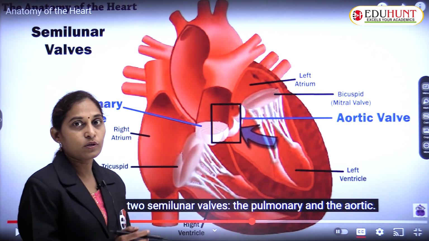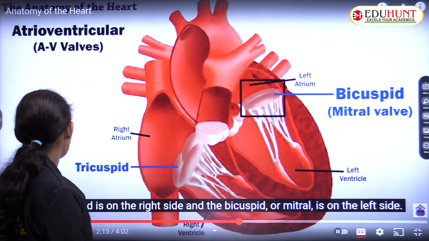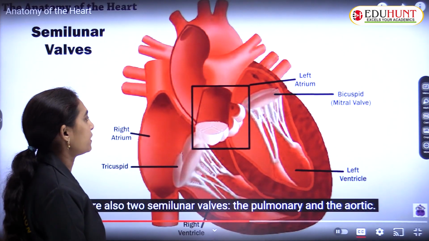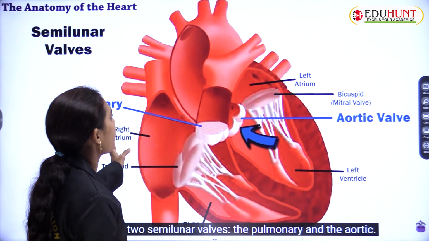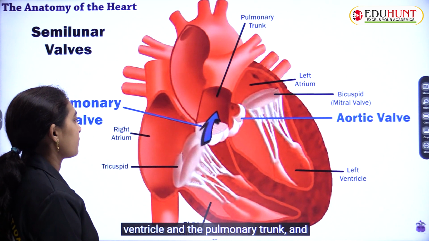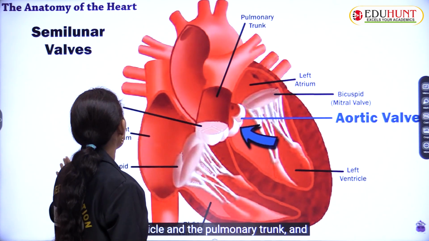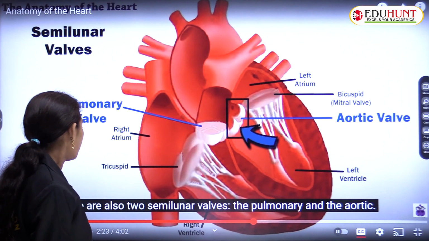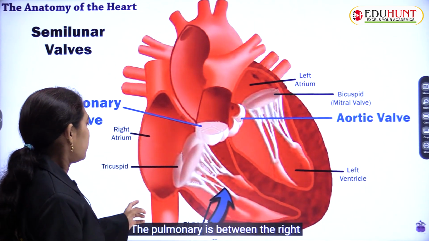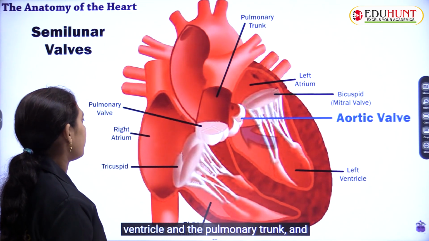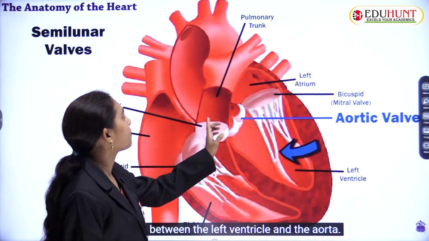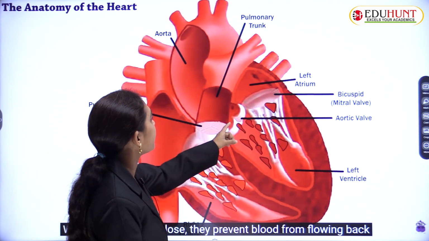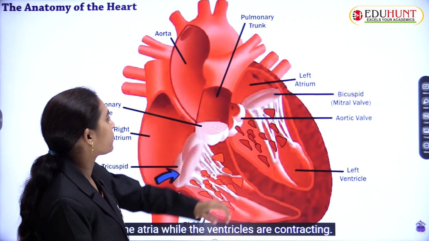In addition to the bicuspid and tricuspid valves, there are semilunar valves called the pulmonary valve and the aortic valve. The pulmonary valve is present between the right ventricle and the pulmonary trunk, and the aortic valve is present between the left ventricle and the aorta.